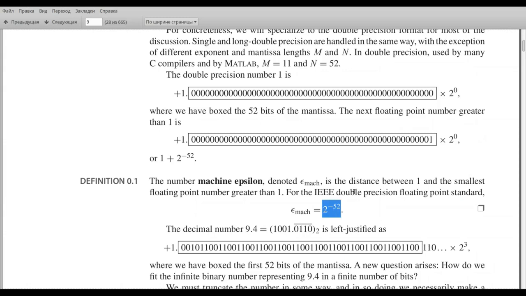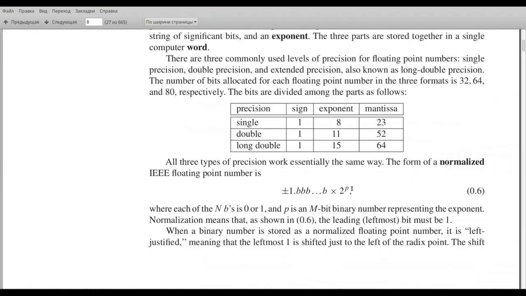Okay, so we have 23 bits of mantissa for single precision. As a result, could you please tell me what will be the machine epsilon for single precision?